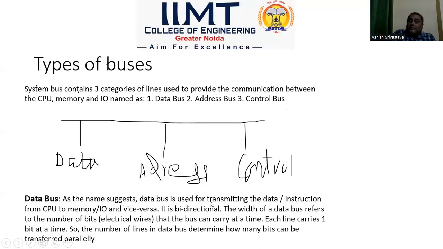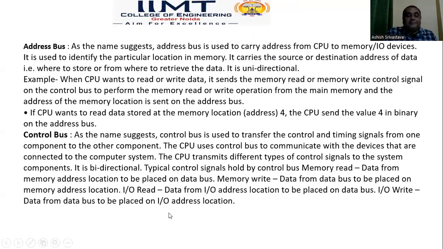As the name suggests, the data bus is used to transmit data or instructions from the CPU to main memory, and from the CPU to memory and input output, and vice versa. It is bidirectional. The bit width of the data bus refers to the number of bits the bus can carry at a time. Each line carries one bit at a time, so the number of lines in the data bus determines how many bits can be transferred in parallel.